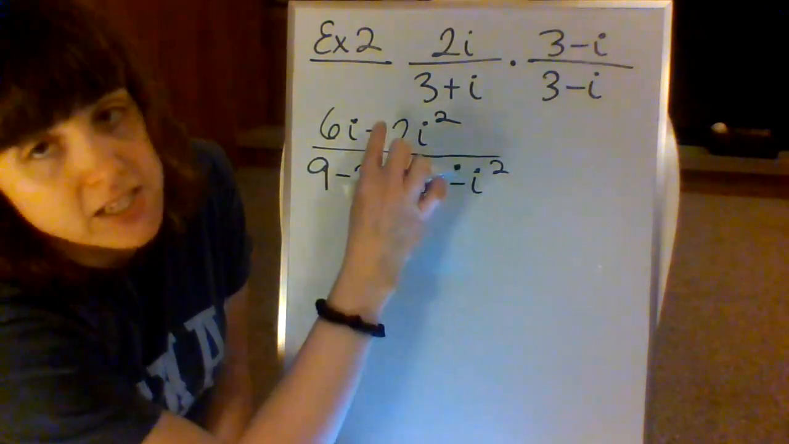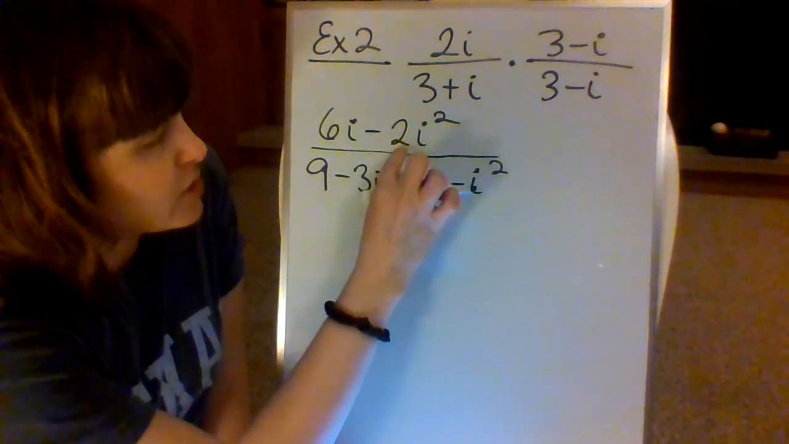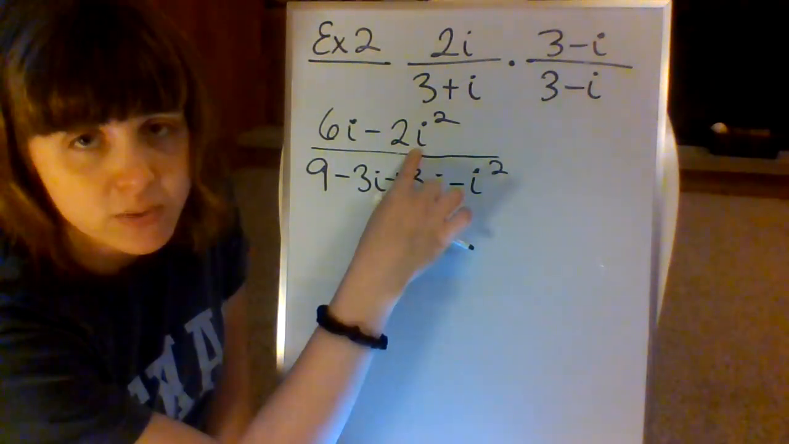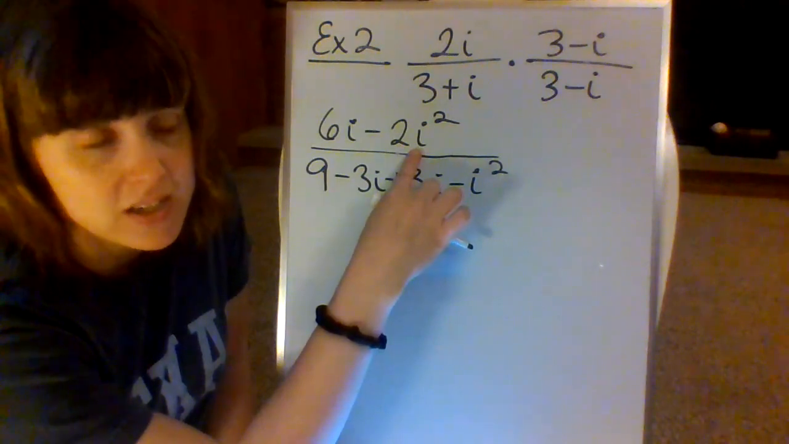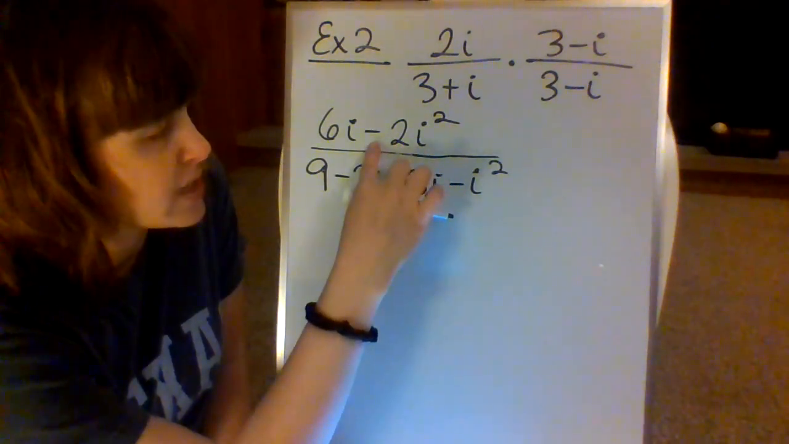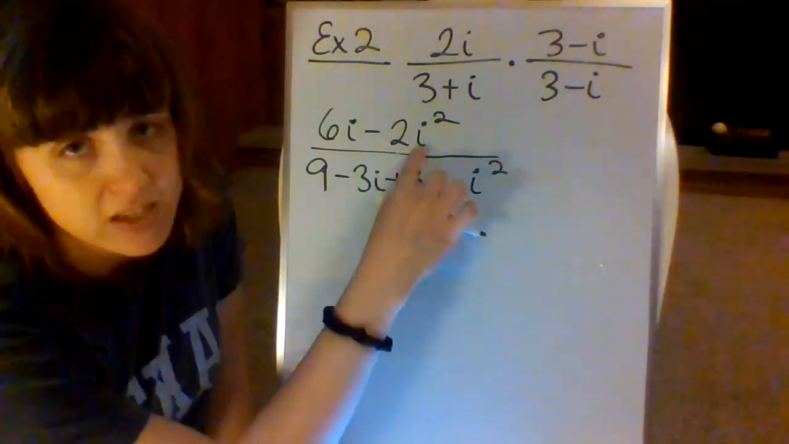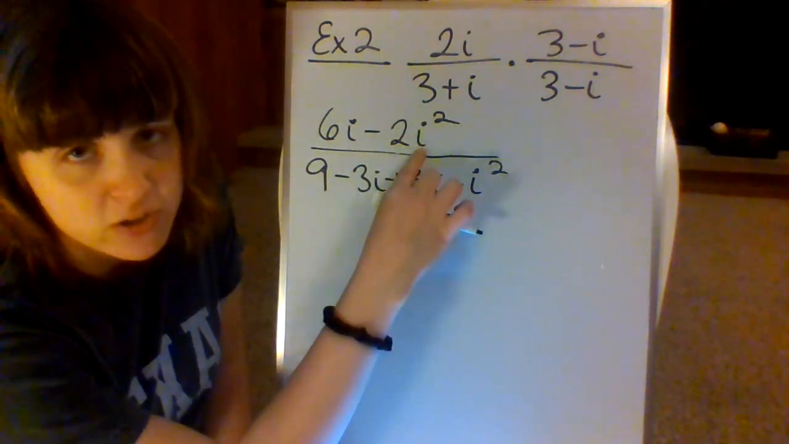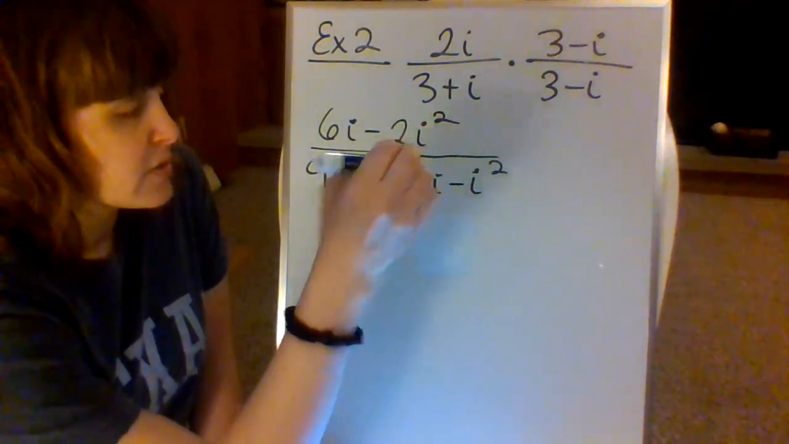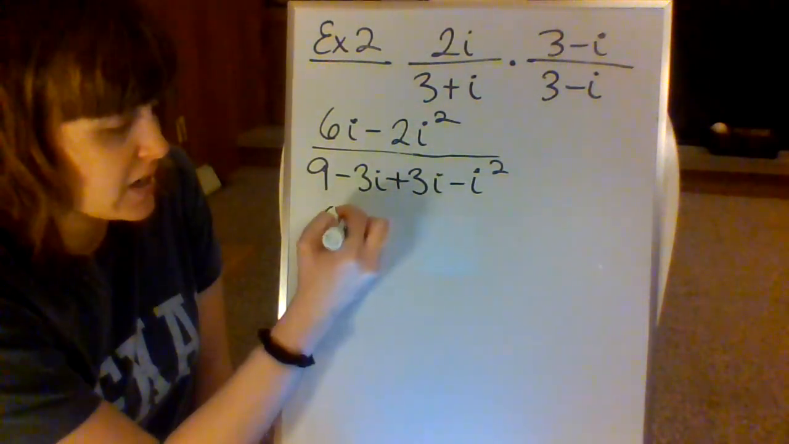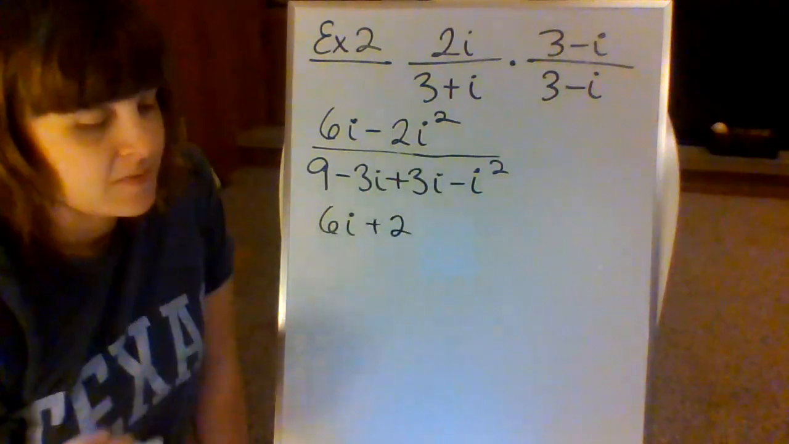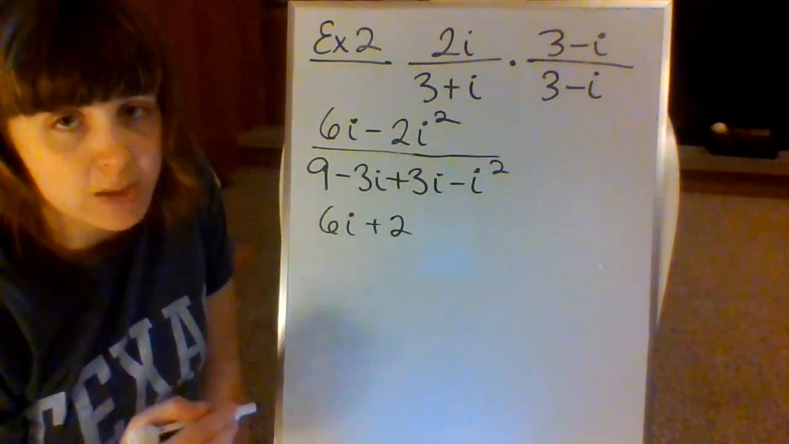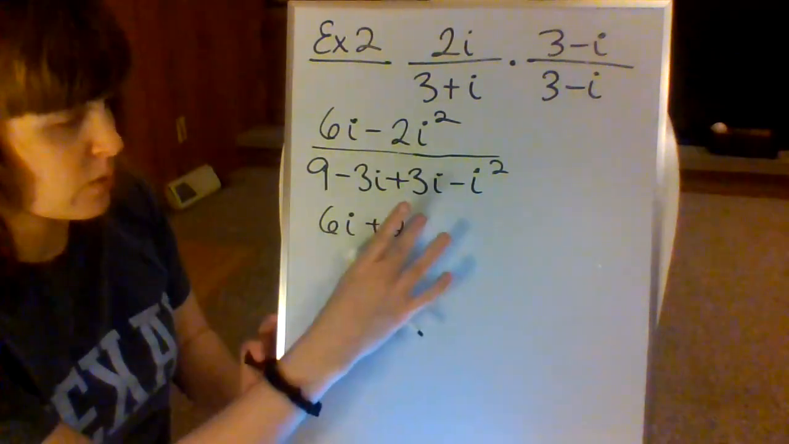Let's focus on the top first. So we have negative 2i squared. I know I'm going to replace this i squared with negative 1. Okay, so this is going to be at the end plus 2 because it'd be minus negative 2. So at the end here it's going to say plus 2. Right, so far we have 6i plus 2. And I told you yesterday that technically the real part should come first and the imaginary part should come second. So I'm going to swap that around.